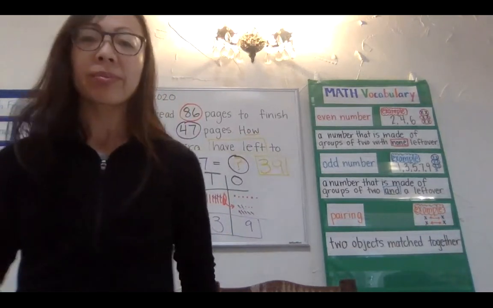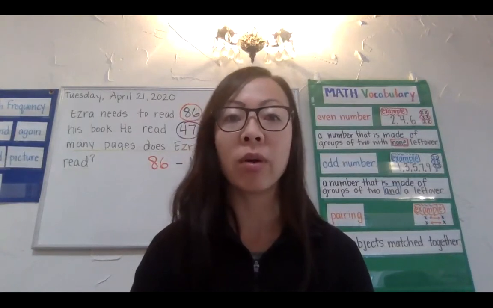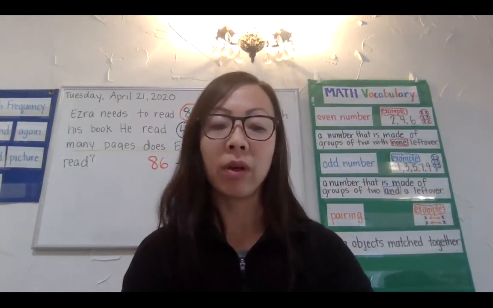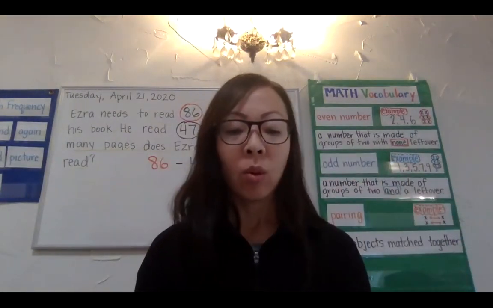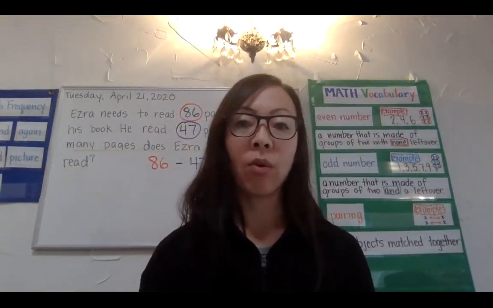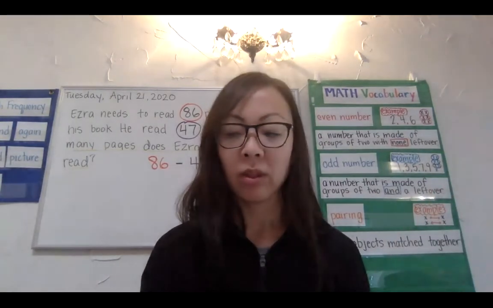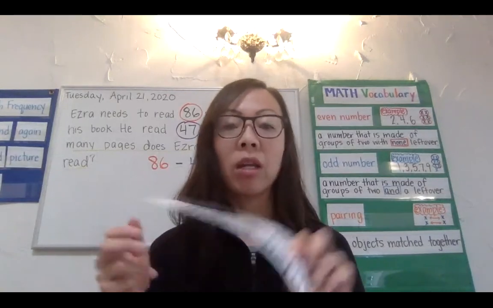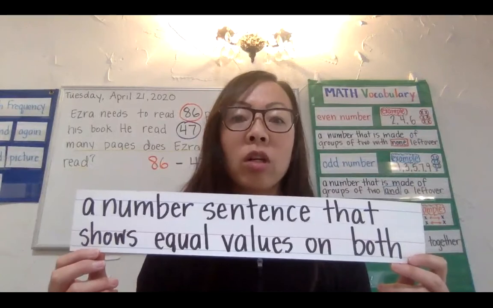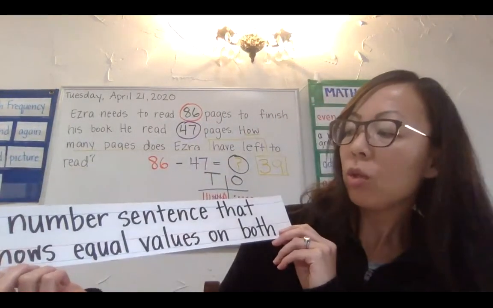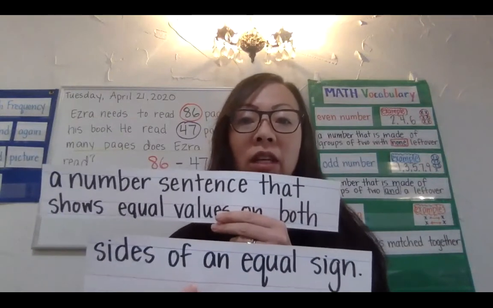All right, guys. Speaking of that word equation, that's actually our vocabulary word of the day that we're going to add to our math vocabulary wall. The word is equation. All right, guys. When we think of an equation, we've been using that word, and we always think about the numbers that they represent, but let's really think about what that means. An equation is a number sentence that shows equal values on both sides of the equal sign.